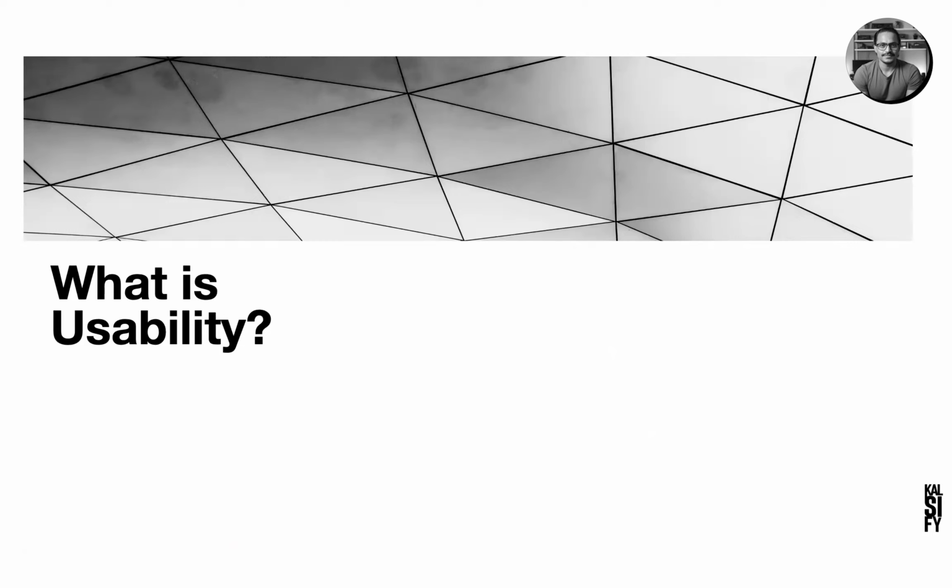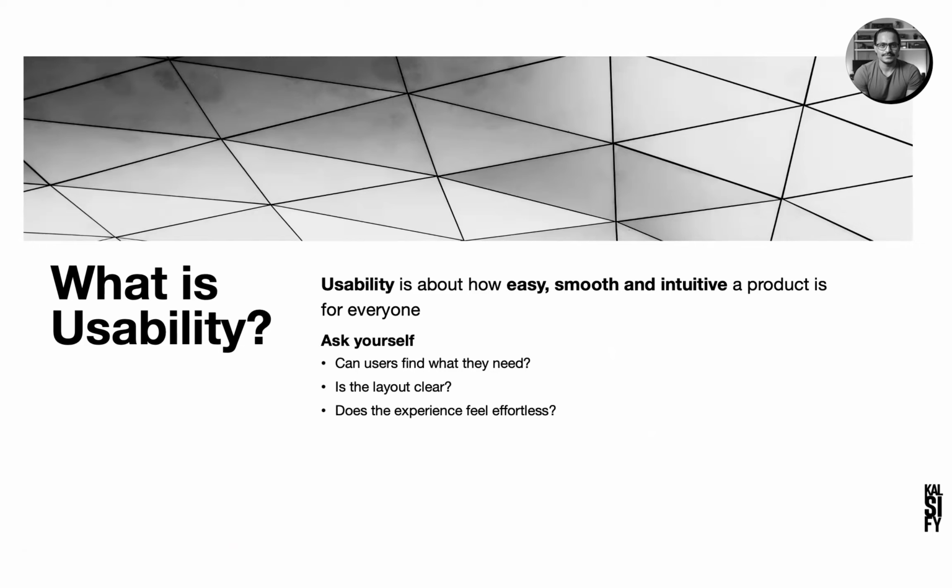Alright, so here's something a lot of people miss. Just because something is accessible doesn't automatically mean it's usable. Let me explain. Usability is all about how easy, intuitive, and smooth your product feels to use. It's not just about removing barriers, it's about creating an experience that's clear, simple, and frustration free for everyone. So, when we talk about usability, we're really asking, can users find what they need quickly? Does the layout make sense?